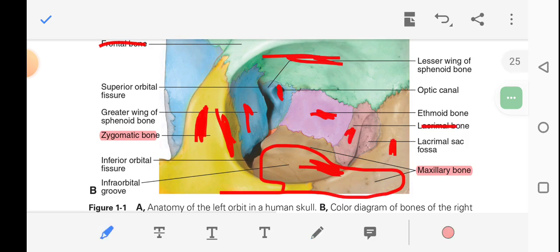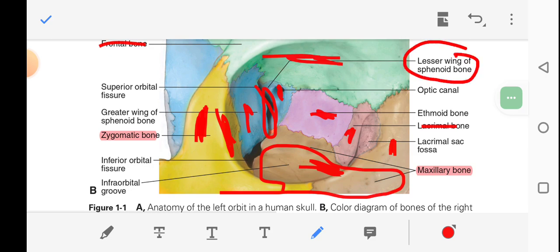This is the superior orbital fissure which lies between the greater and the lesser wing of the sphenoid. The superior orbital fissure lies between the greater and the lesser wing of the sphenoid, and within the lesser wing of the sphenoid lies the optic canal.